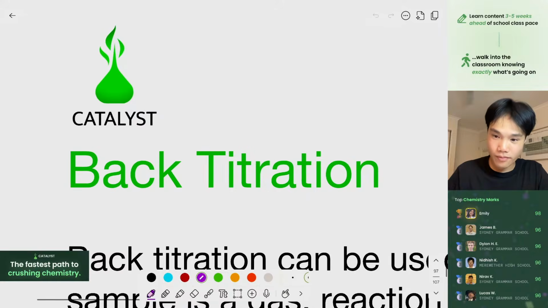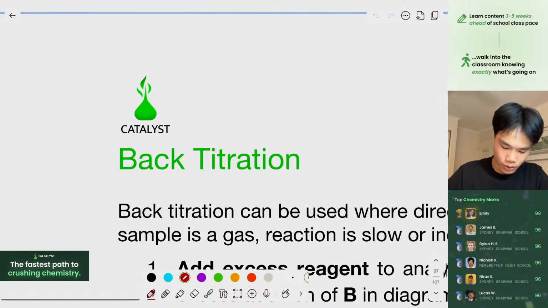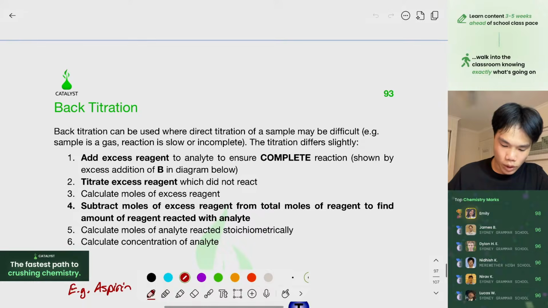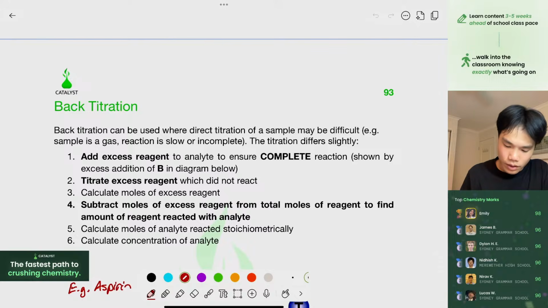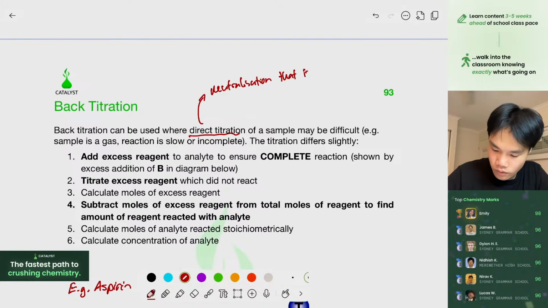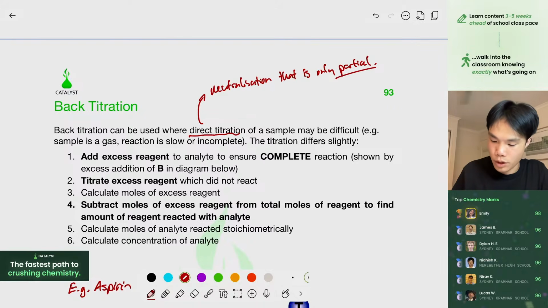Okay. Cool. So essentially a back titration is performed firstly in cases where direct titration is hard to do. This is where you may have neutralization that is only partial or can't be guaranteed to go to completion.